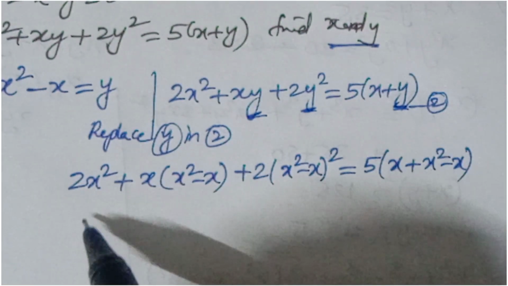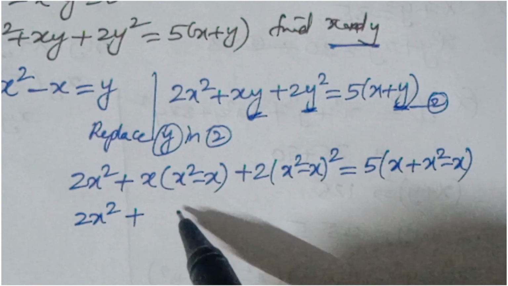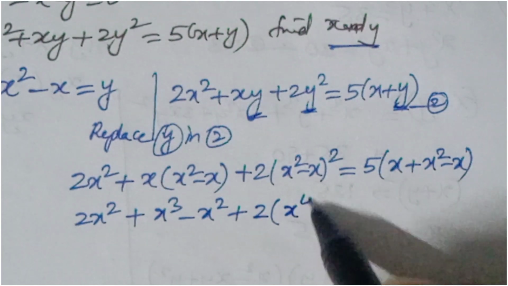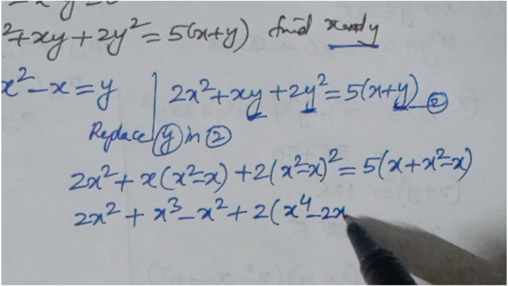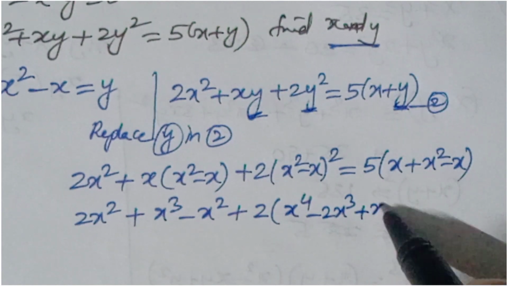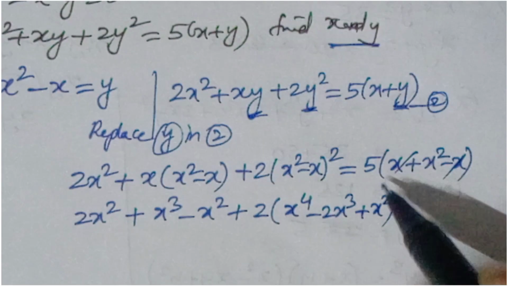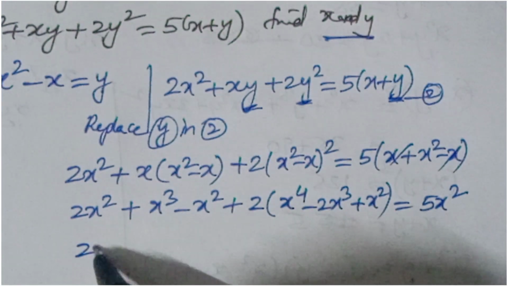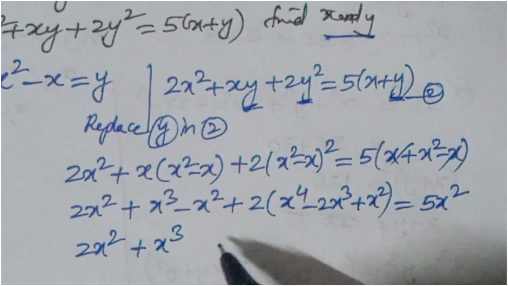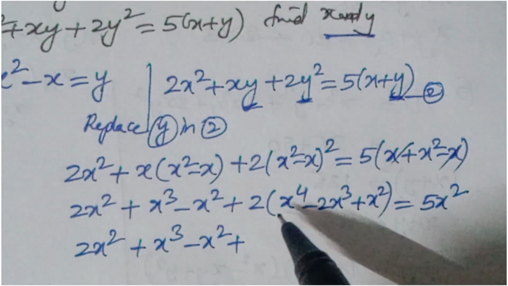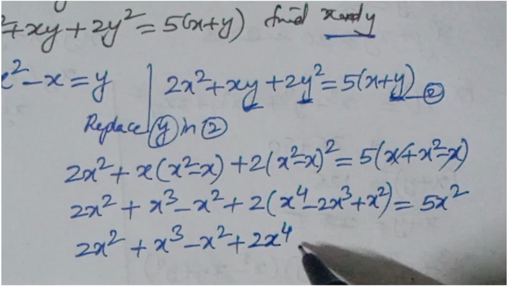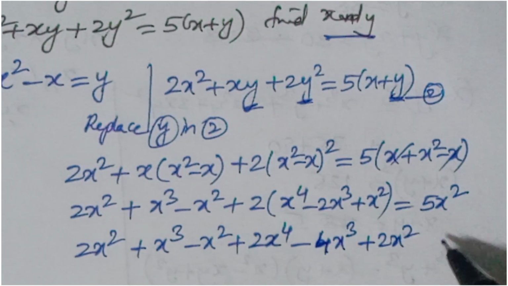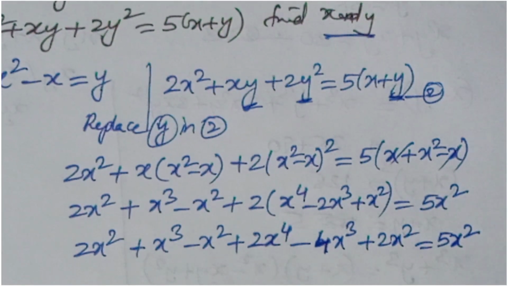So here what will we get now? 2x square plus x cube minus x square plus 2 into x to the power of 4 minus 2x cube, using the a minus b whole square formula. Here plus x minus x cancel, you are getting 5x square. So here 2x square plus x cube minus x square plus 2x to the power of 4 minus 4x cube plus 2x square is equal to 5x square.